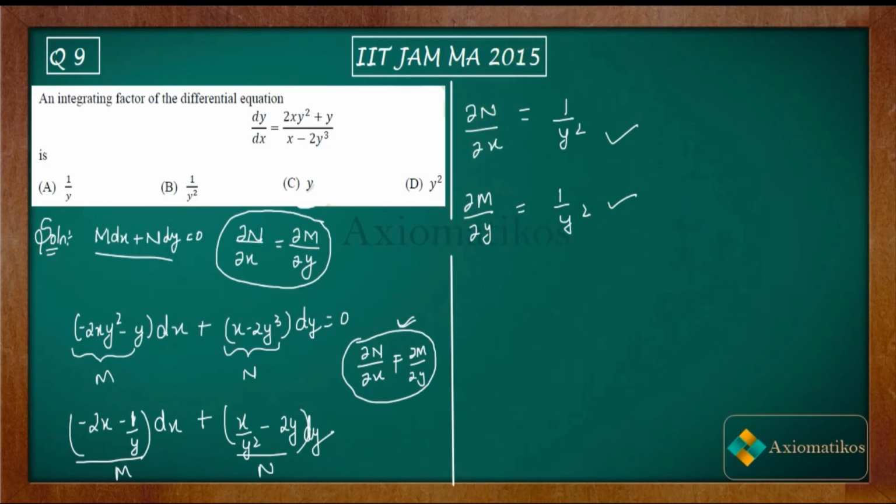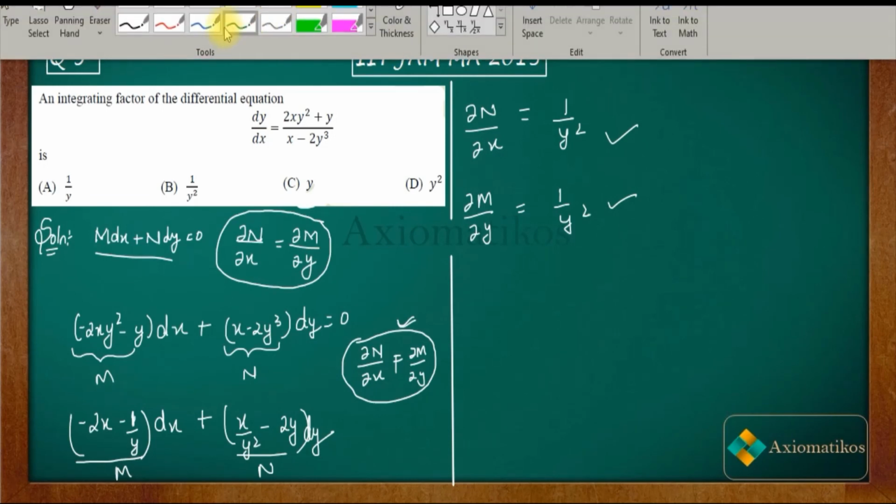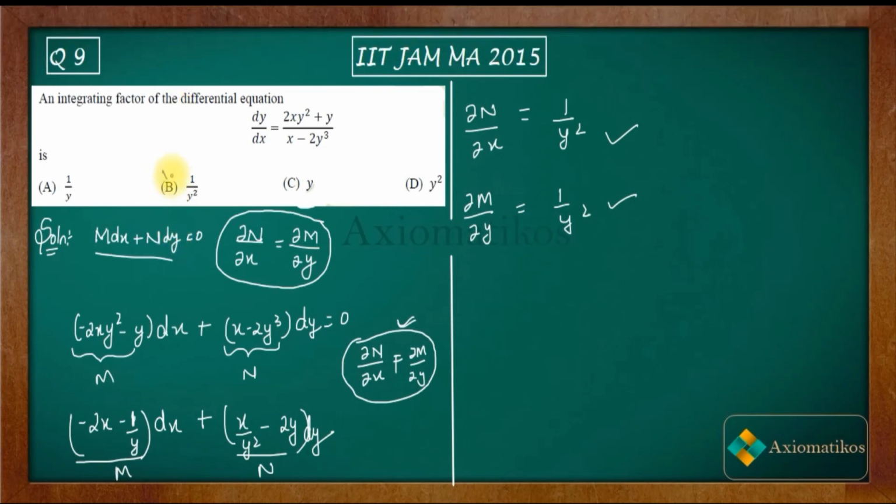All right. So that means by multiplication of 1 by y square, you are getting your work done. So this B option is correct. C, D.